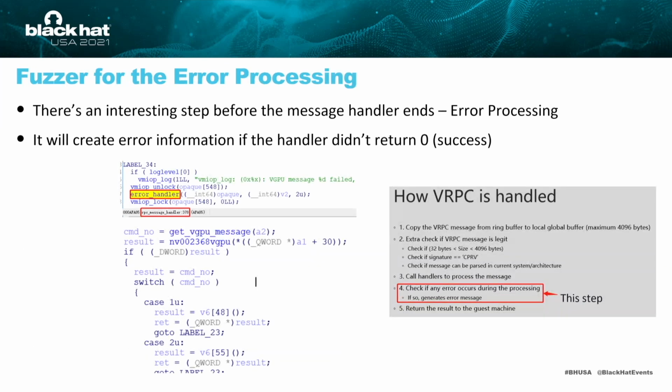And do you remember the error handling we have mentioned earlier? It will generate different error messages for each RPC message before the function returns. And this is an interesting step. You can see there's also a big switch case in the error handler. So as a security researcher, we may also want to test this function.